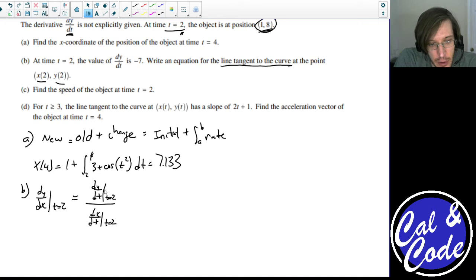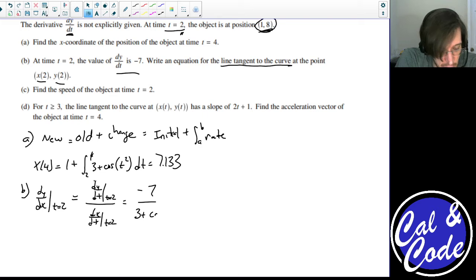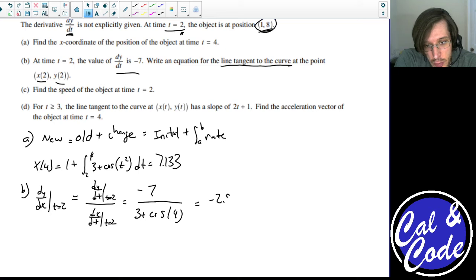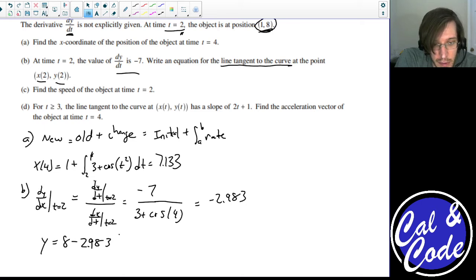I was given dy/dt at time 2, that is -7. I was given a formula for dx/dt, and if I put 2 into that, that'll give me 3 plus the cosine of 4. When I work that out, I'll end up with -2.983. When I take that and combine it with the initial condition that they gave me, the point, then I get y is equal to 8 minus 2.983 times x minus 1.